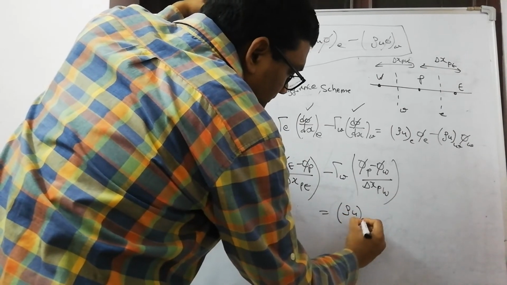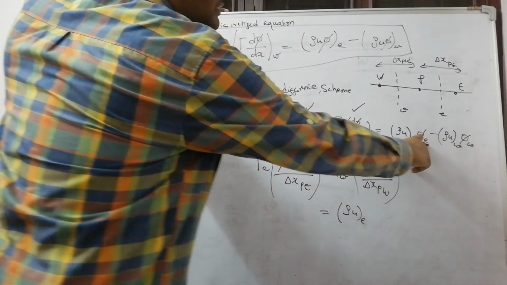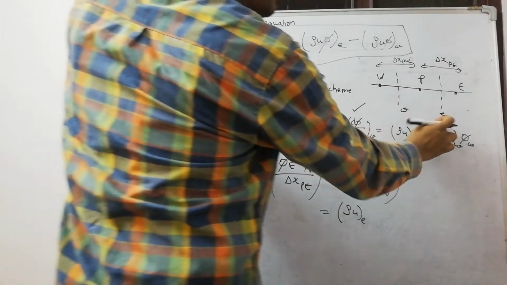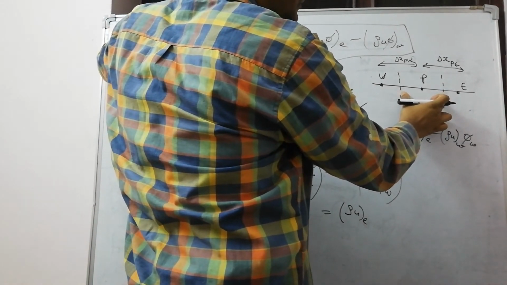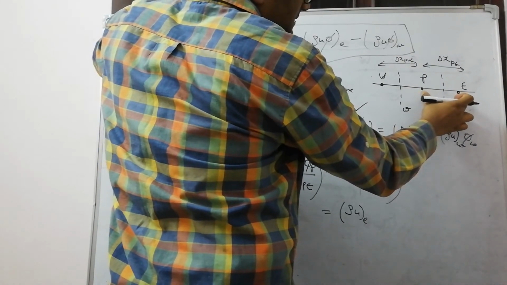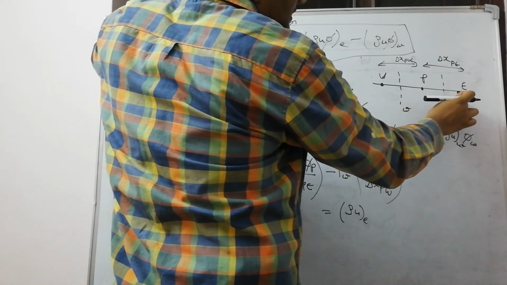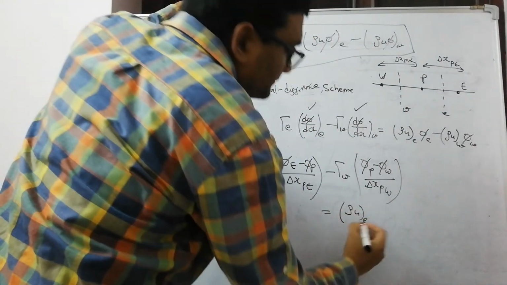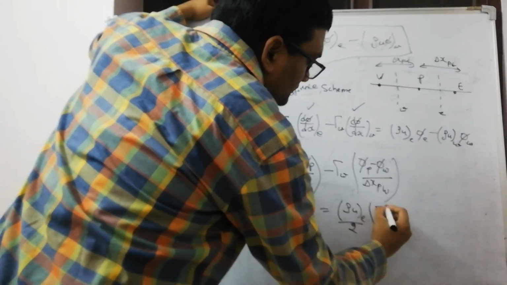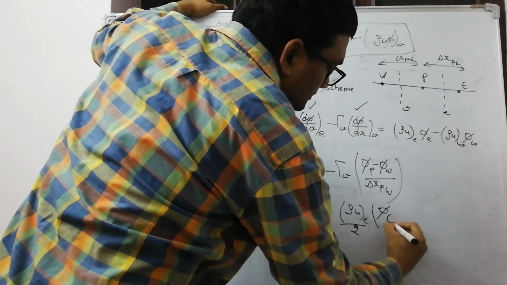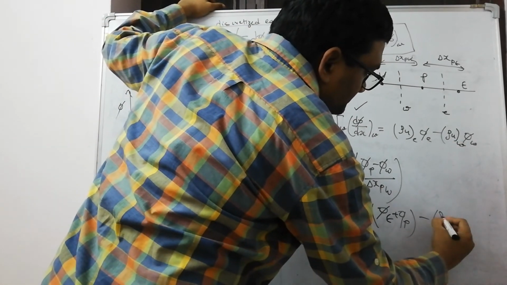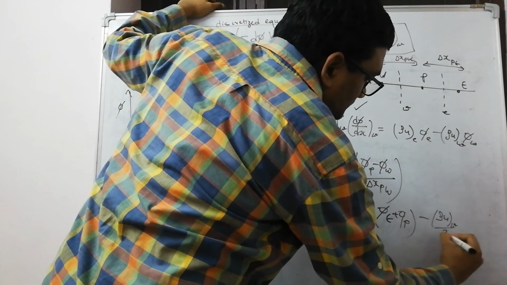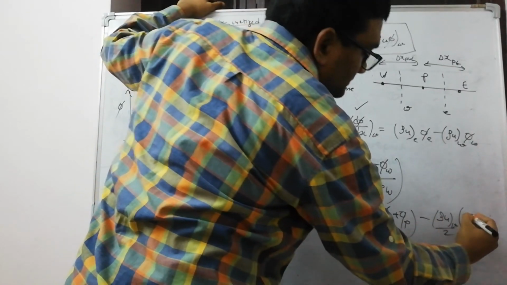rho u e times, what is phi e? Since there is a linear variation, a piecewise linear approximation in the cells, we can simply average the values at P and E to get the interface value. That is, I get phi e plus phi p by 2, and this would be phi w plus phi p by 2.